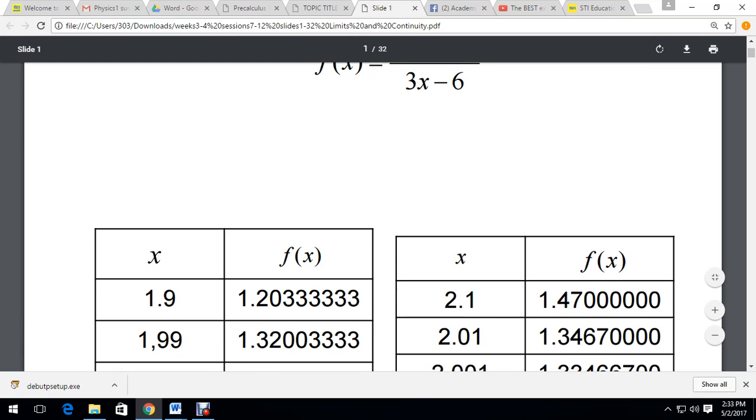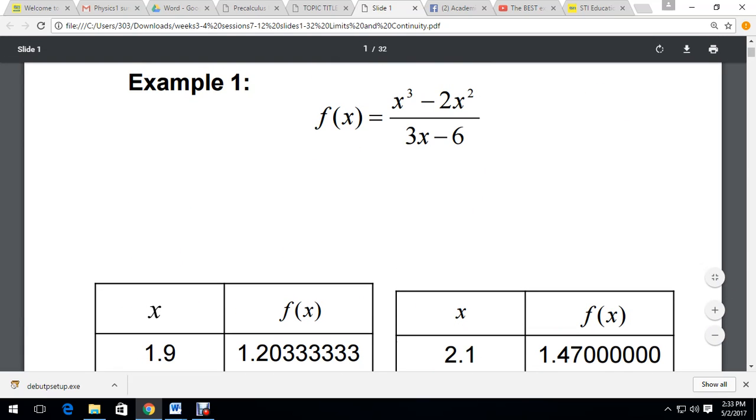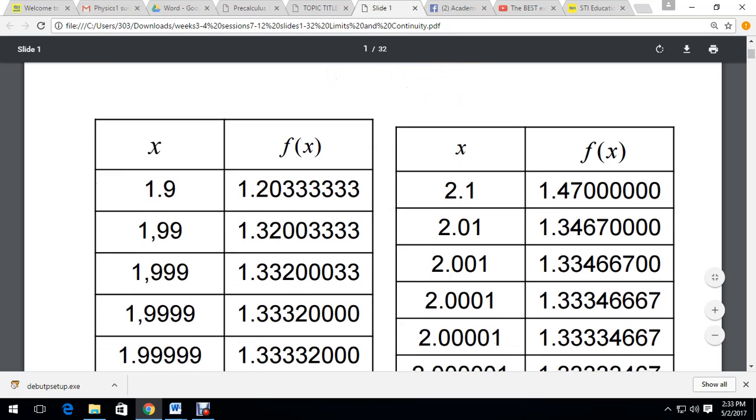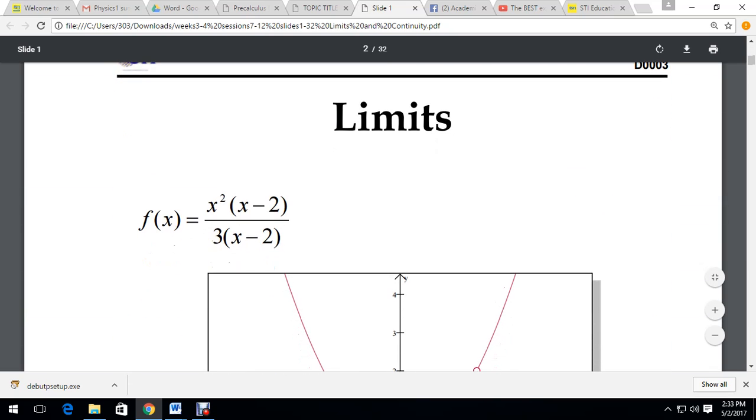Now, as for the denominator, the common factor would be 3. If we try to factor out 3 from this expression, then we are left with 3 times x minus 2. Now, x minus 2 could be cancelled out, so that you could cancel x minus 2 from the numerator and the denominator. Then we are left with x squared over 3.